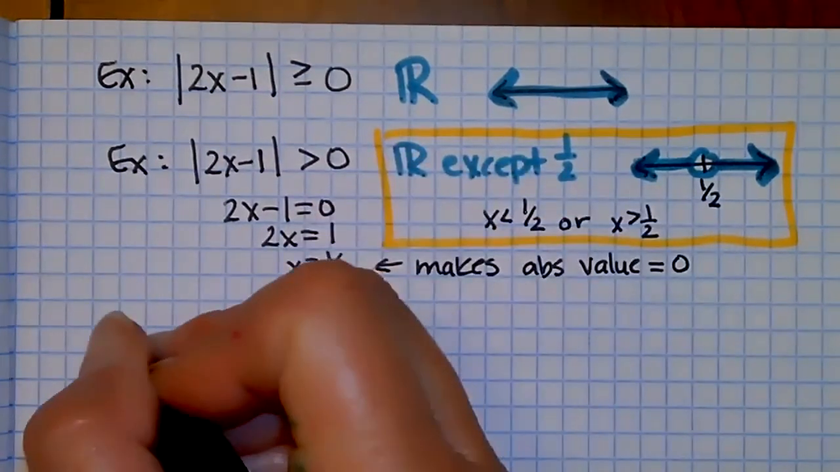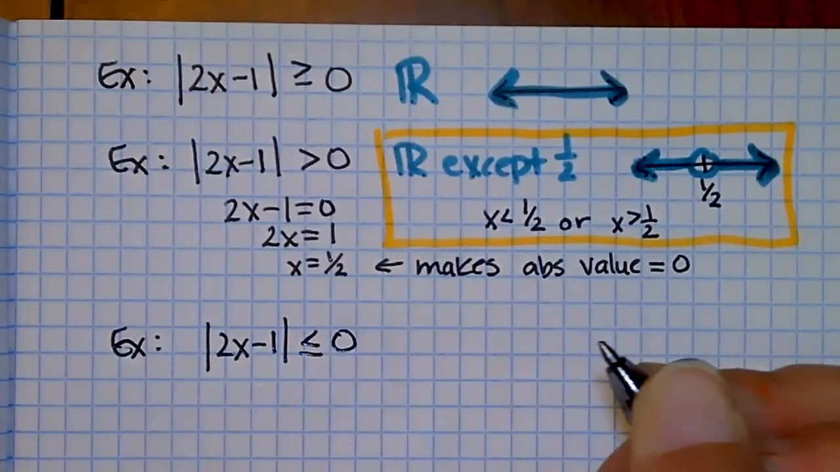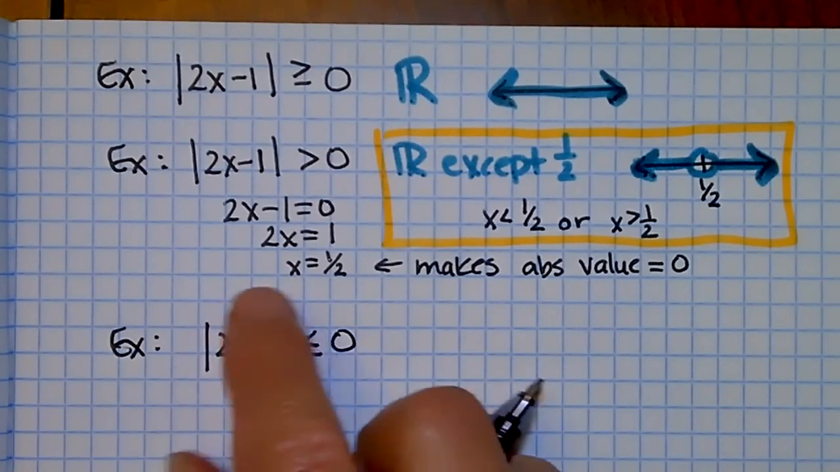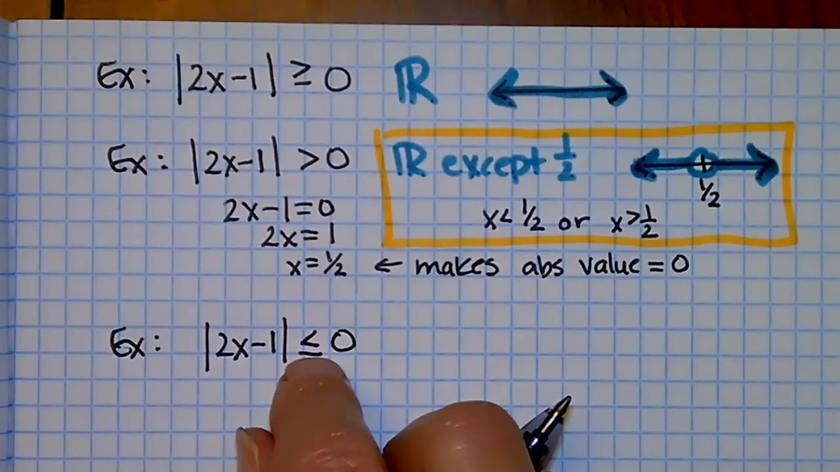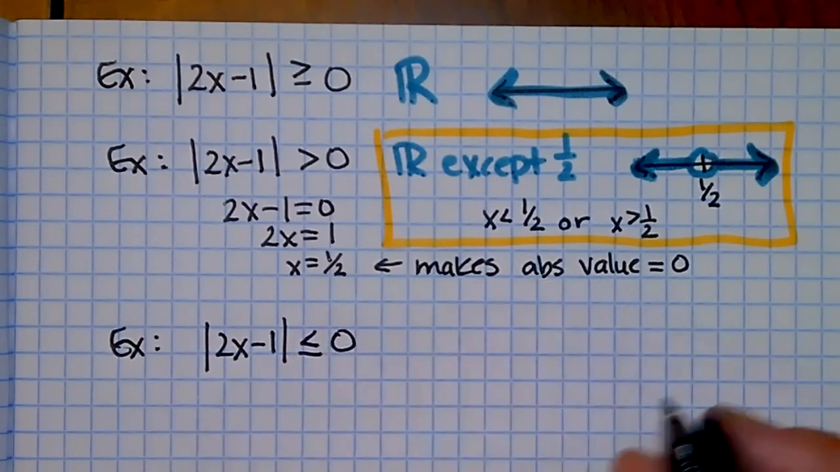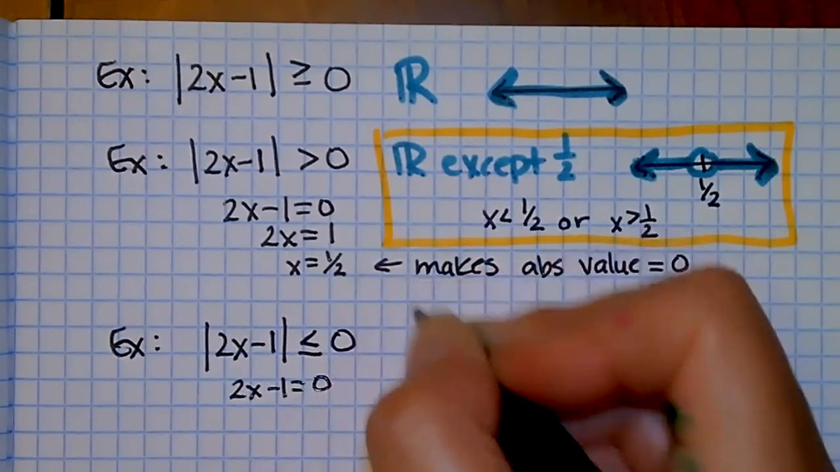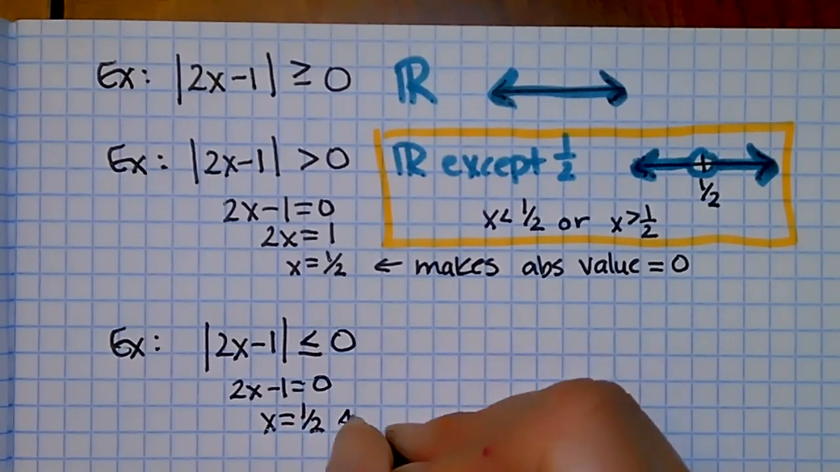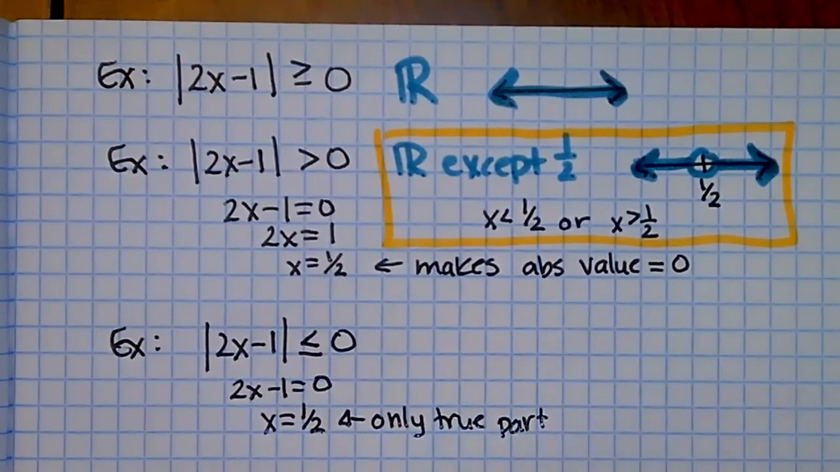Okay, now let's say I'm changing it to less than and less than or equal to. I'm going to take 2x minus 1 is less than or equal to 0. In this case, this is always going to be positive or possibly 0. It's never going to become a negative answer. Since this can never be negative, it will never be less than 0, but it could equal 0. So it's basically anything that makes it 0. Again, 2x minus 1 equals 0. I just solved that up here. What makes that 0? 1/2. So this is the only true part. Everything else is going to be false.